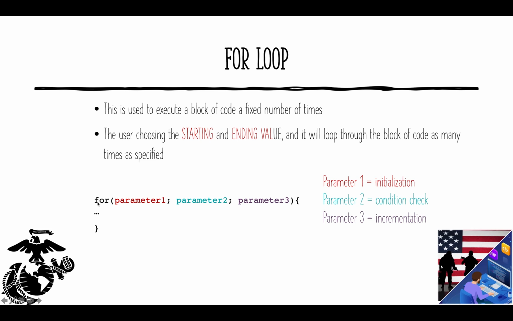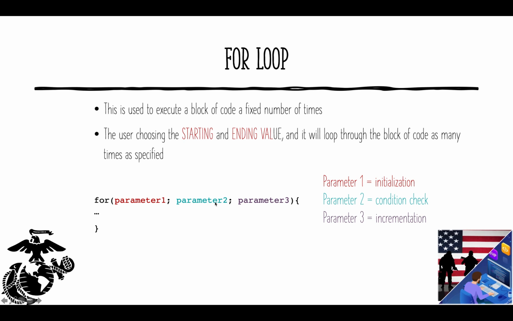The coding segment will look like this. So you have a for loop, and then you have an open parenthesis, and it takes three parameters. Parameter 1 separated by a semicolon, parameter 2 separated by a semicolon, and parameter 3. Each parameter has a specific task. Now, parameter 1 will only get called the very first time we begin our for loop. So that is the initialization section. Again, this will only get called one time. This portion will only be executed one time.